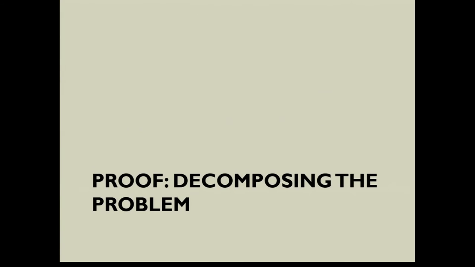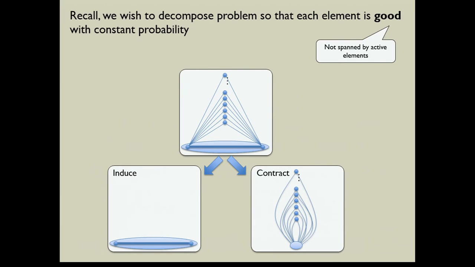Okay. So remember, we wanted to decompose our problem into independent problems so that each element is good with constant probability. I claim that there's only one way of doing this. Then we have to analyze that it works. But there's only one algorithm that can do this.